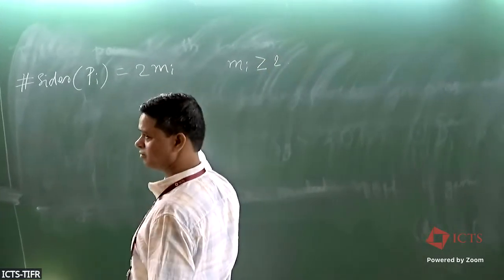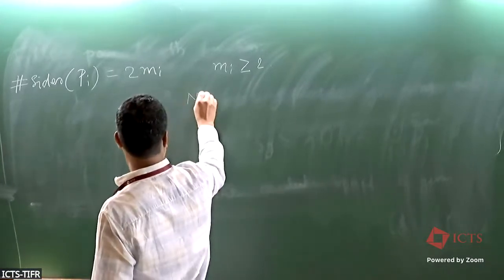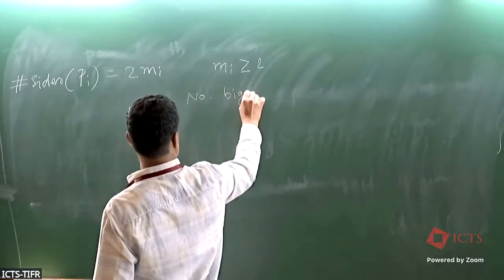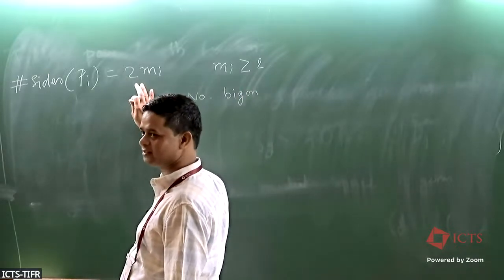So alpha and beta are in minimal position, so no bigon is there. Therefore, the number of sides will be even and at least 4.